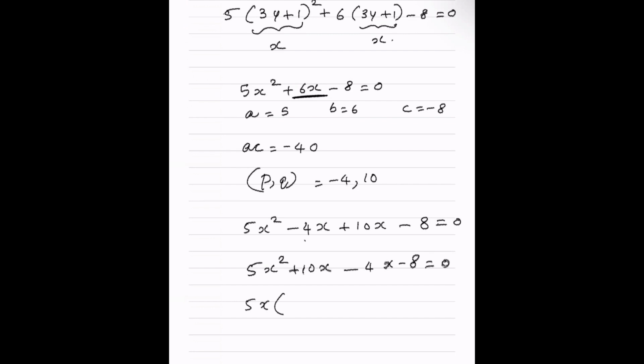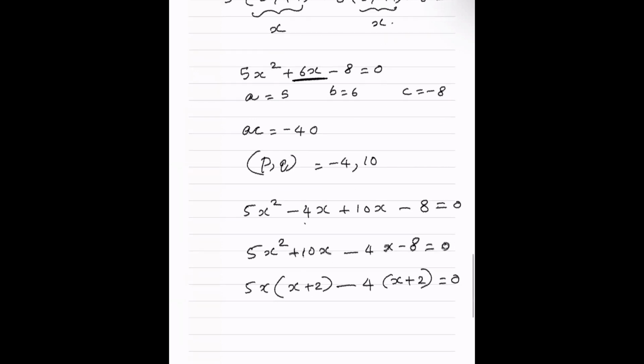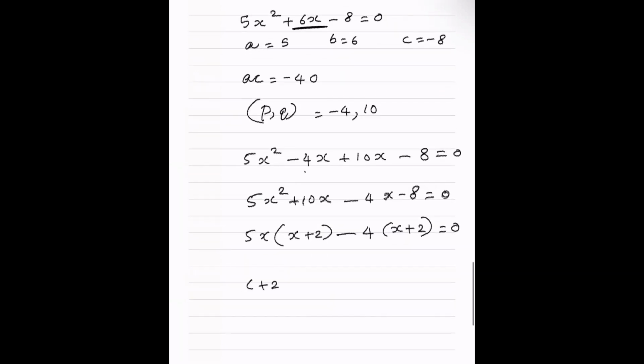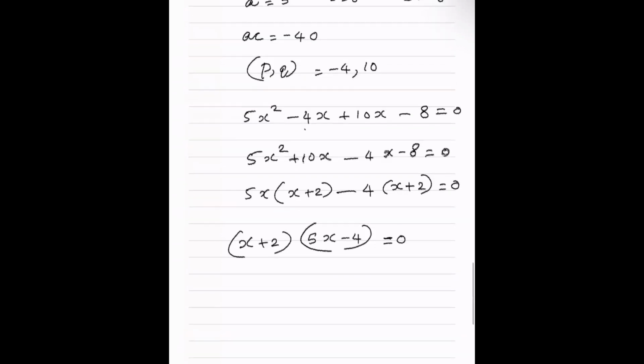Take 5x out. I am left with x plus 2. Minus 4 out, x plus 2, equal to 0. So this x plus 2 is common. Take that out. 5x minus 4 equal to 0. So basically what do I get? X is equal to minus 2 and x is equal to 4 by 5.